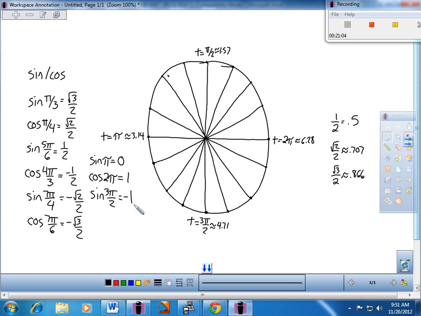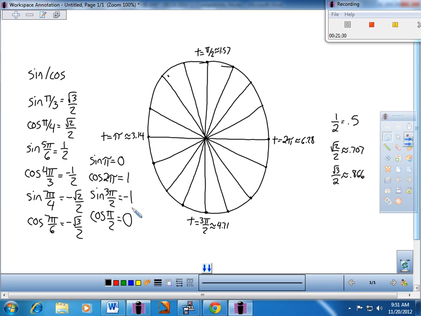Okay, let's see, maybe one more here. How about this one? How about cosine of pi over 2? And if you look up here, here's pi over 2. So there's pi over 2. And what is the x value up there? What would be the x coordinate at that point on the coordinate plane? The x value is 0. So cosine of pi over 2 is 0.